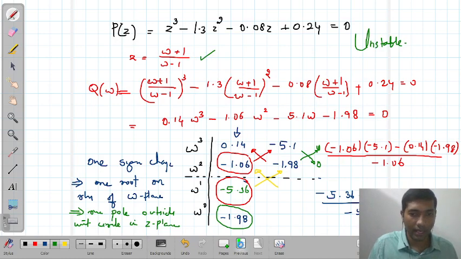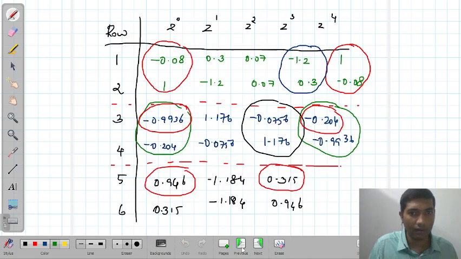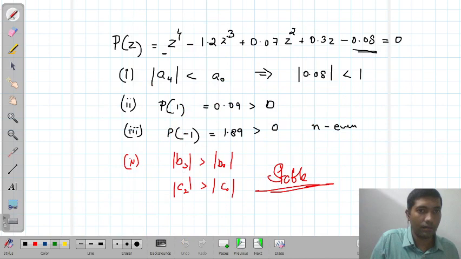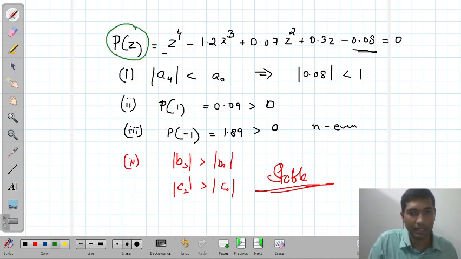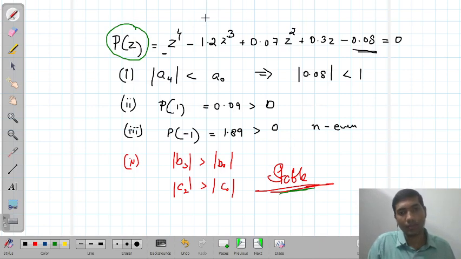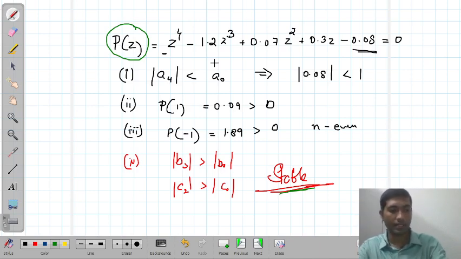Please try out the previous question that we have done with bilinear transformation and Routh's array. There we obtained that it is stable, so you check it with this method. In this video we have discussed stability analysis, in particular absolute stability, whether it is stable or not. We haven't considered the relative stability concept. Okay, thank you.